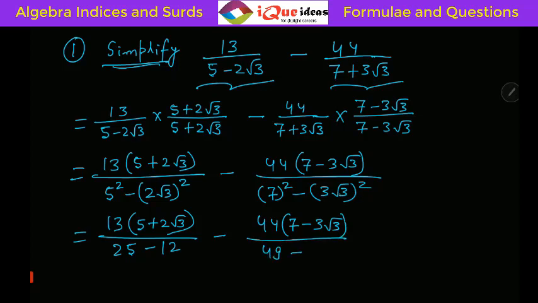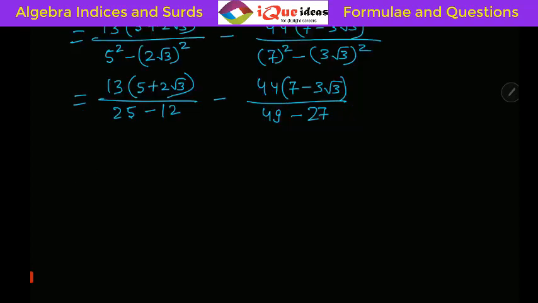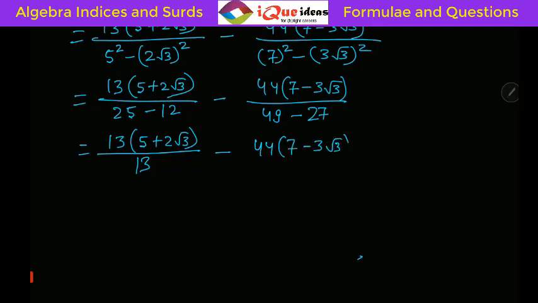So 3 square is 9, root 3 square is 3. So 9 into 3, that is 27. Alright. So what happens now is that we get 13 into 5 plus 2 root 3 divided by 25 minus 12, wow, it is 13. Okay, minus 44 into 7 minus 3 root 3 divided by 49 minus 27, great, it is 22.